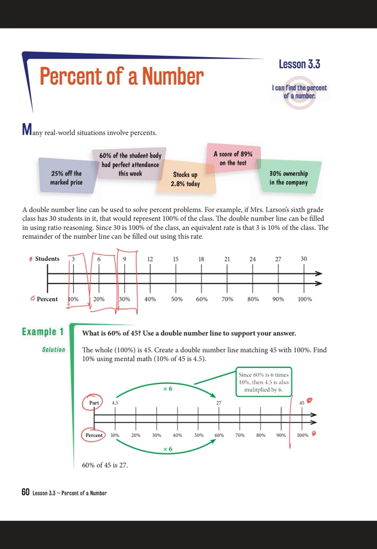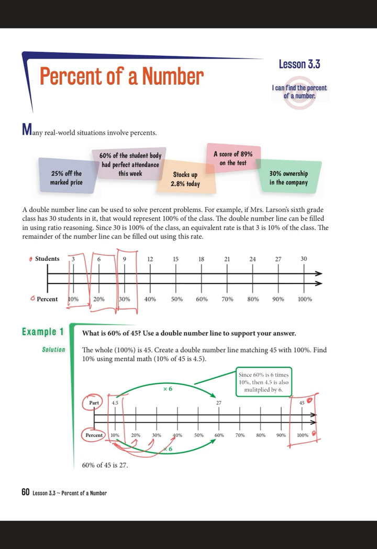So 45 is 100%. And if you look at the double number line, 4.5 is your smallest number, and that represents 10%. And then if you look at the bottom part, it goes up by increments of 10%. So 10 times 2 is 20. 10 times 3 is 30. 10 times 4 is 40, and so on.